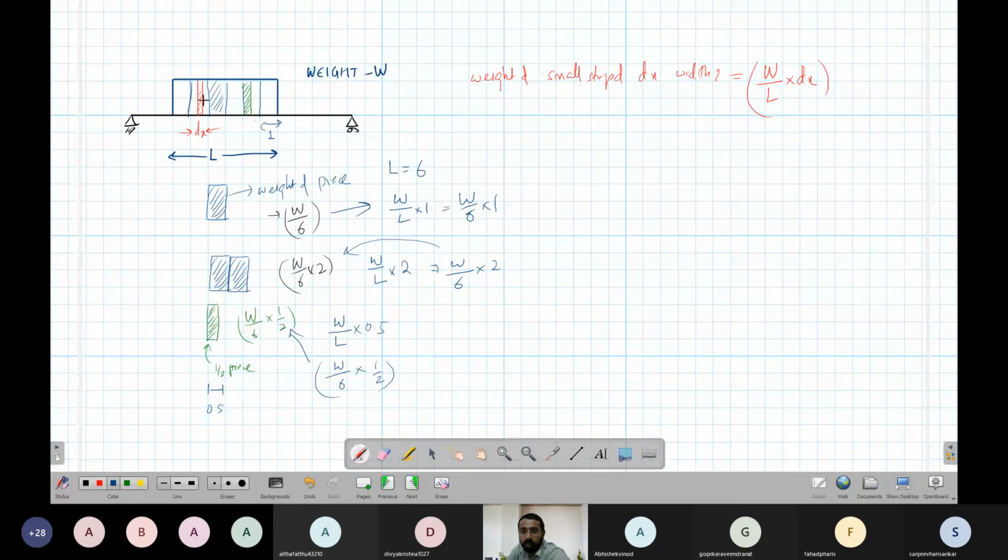Okay, so if you want to find the load on a small strip, what you will do is total weight divided by L. This total weight divided by L is the UDL, and the unit is kilonewton per meter. So if you divide the total load by the length, you will get the UDL.